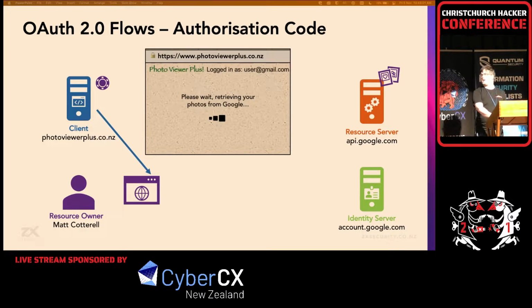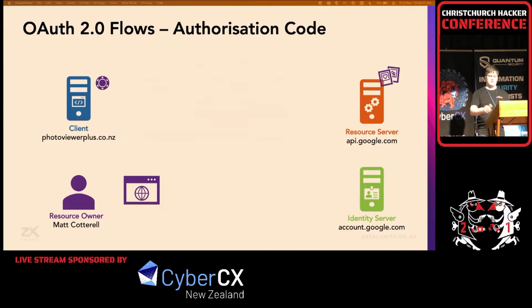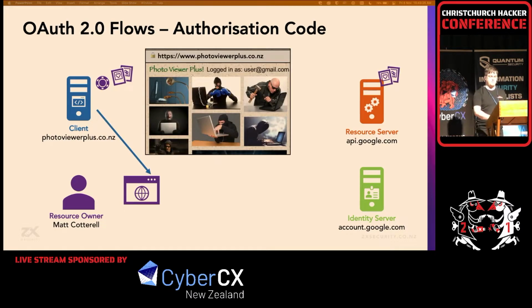So the user now sees a page that says, hey, cool, please wait, we're just retrieving your photos from Google. What will happen from there is that token can also be used to go and access the resource server using specific permissions that the user consented to while logging in, and the photos are then transferred over to the client so that they can be displayed. I'm cutting through a few details here, but this is just to get you all up to speed.